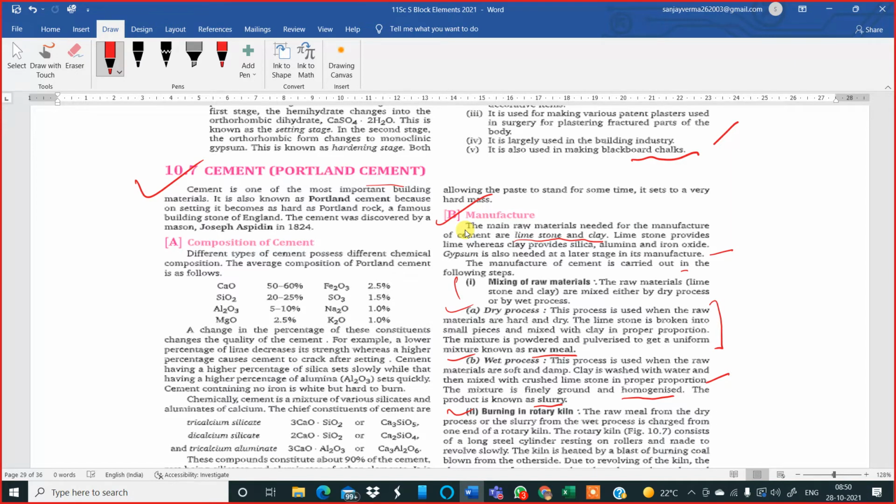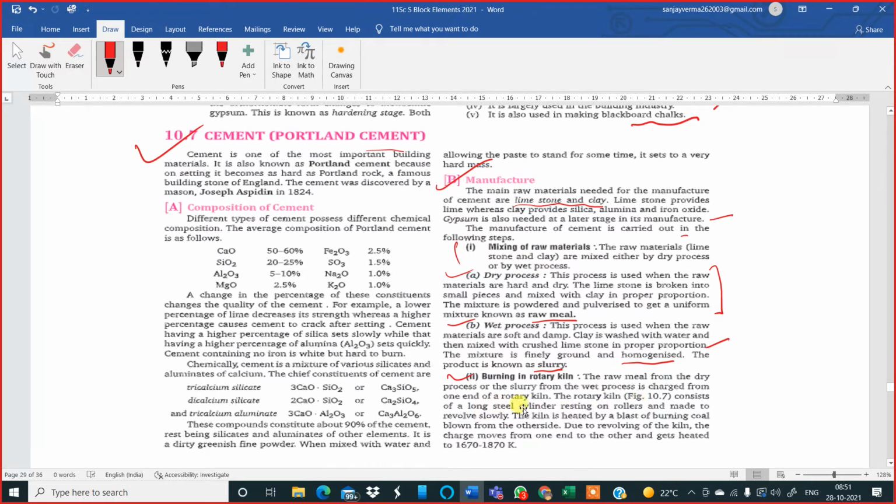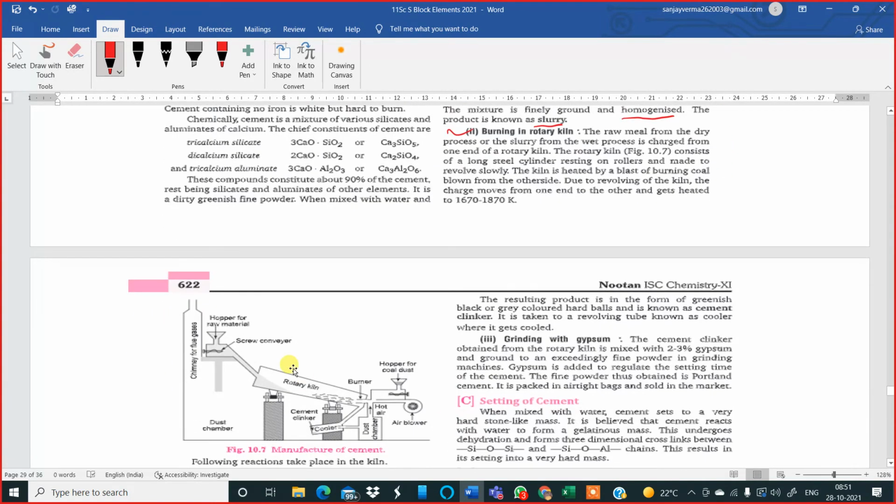Now, the raw materials from the dry process or the slurry from the wet process is charged from one end of a bin, yeah, what you call rotary kiln, oven sort of thing, which rotates on an axis. The rotary kiln consists of a long steel cylinder resting on rollers and made to revolve slowly. The kiln is heated by a blast of burning coal blown from the other side. Due to revolving of the kiln, the charge moves from one end to the other and gets heated to this high temperature. After which you can see the diagram over here.